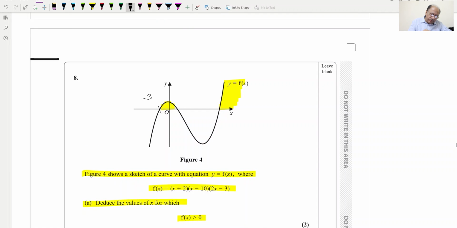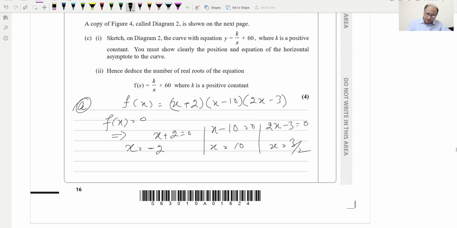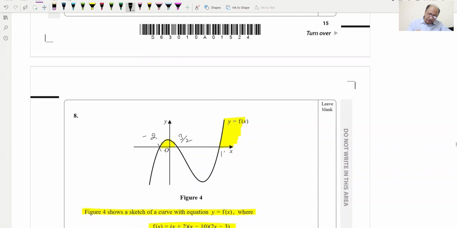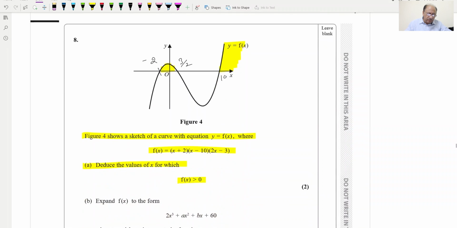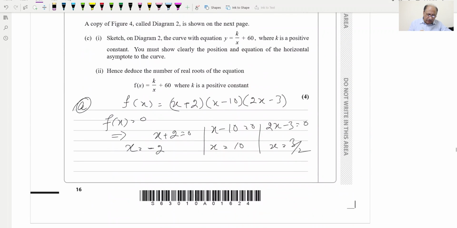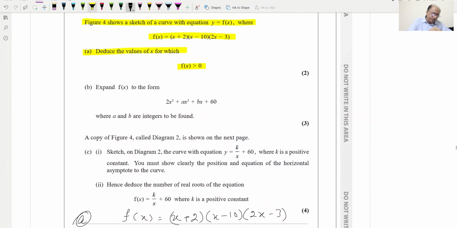So these values are minus 2 and 3 by 2, and the last value is 10. So we require more than 10 and in between these two values. So our answer for this will be x should be greater than minus 2 and less than 3 by 2, and x should be greater than 10. So this will be our answer for this part a which we have done.